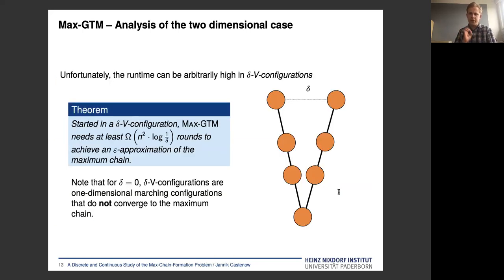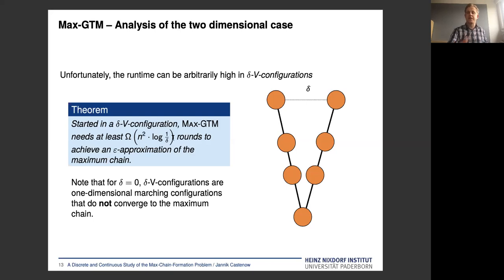When we switch to 2-dimensional configurations, we identify a class of configurations which has very high runtimes. These are these delta V configurations. And this parameter delta now describes the distance between the outer robots. And we can now prove that these configurations converge in time at least n² log 1 divided by delta to a straight line of length n-1.